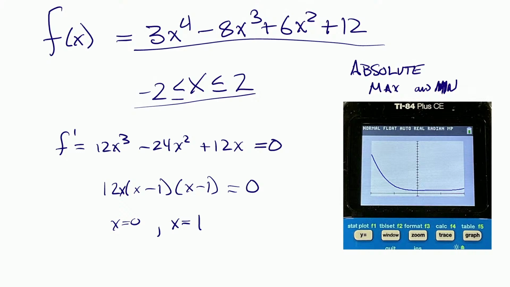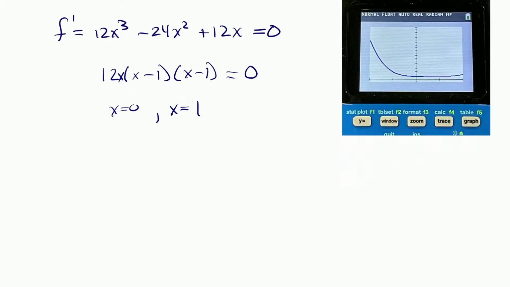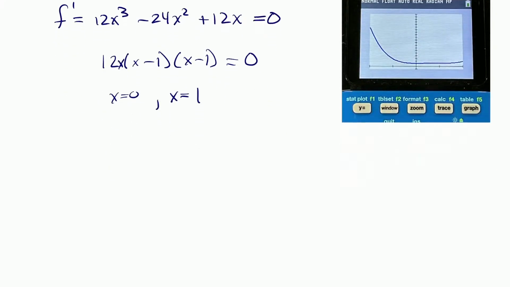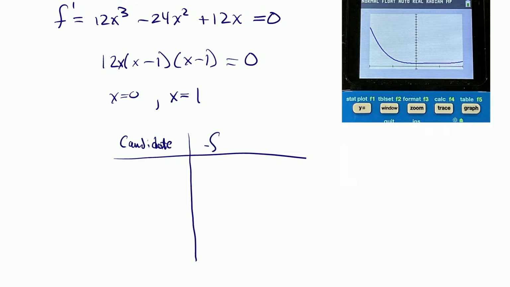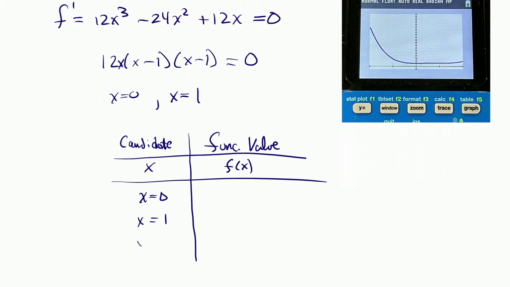So let's actually check. This comes in different names, but I've heard it referred to as the candidates test. So you have a candidate, and then you have the function value. Whoops, let me fix that. That looks better. The candidate is going to be something like x, and the function value will be f of x. So the candidates are the critical points and the endpoints.